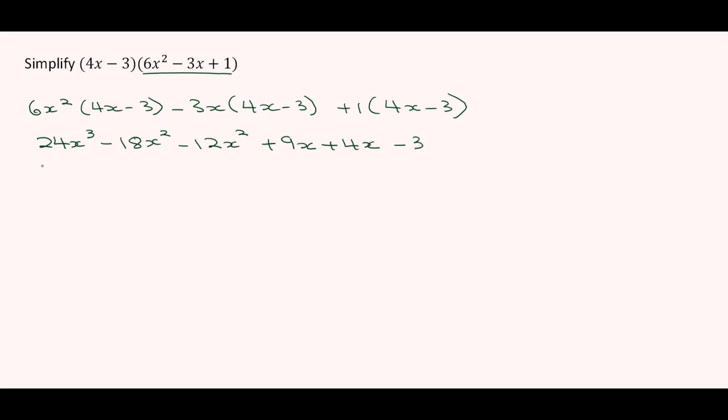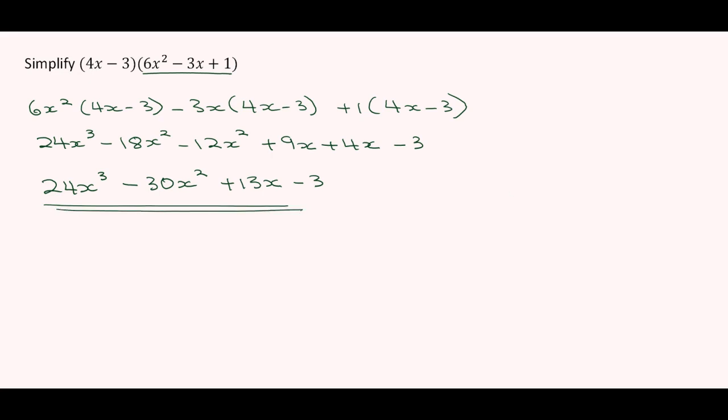So now let's combine them together, combine common terms. So we have 24x cubed minus 18x squared minus 12x squared is minus 30x squared. 9x plus 4x is 13x, minus 3.